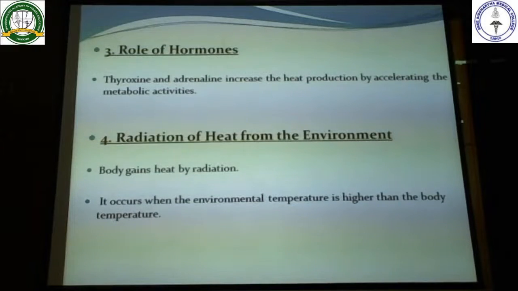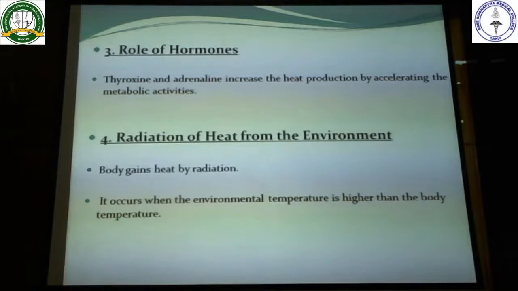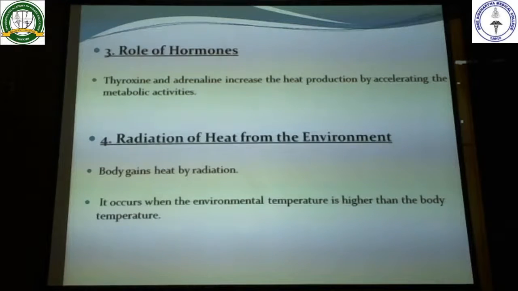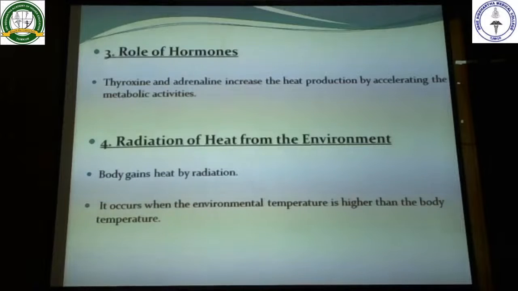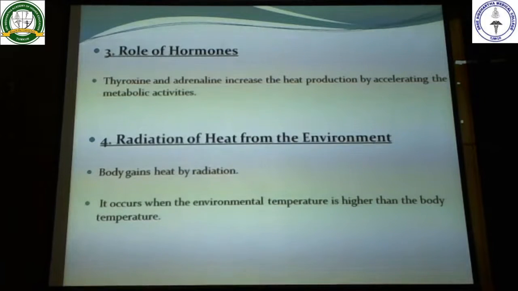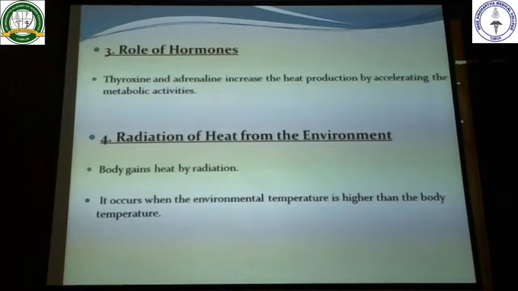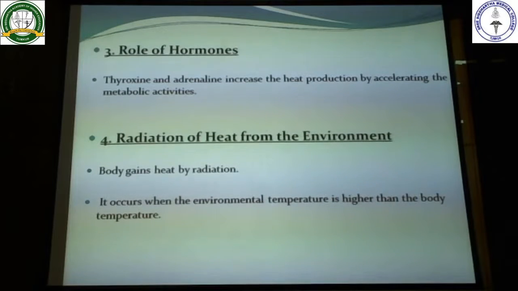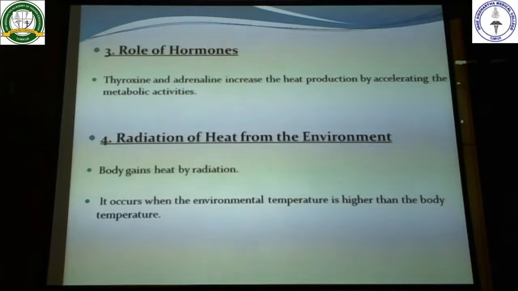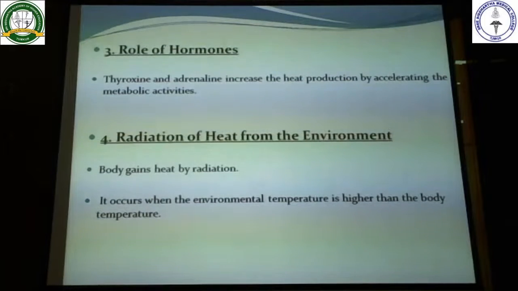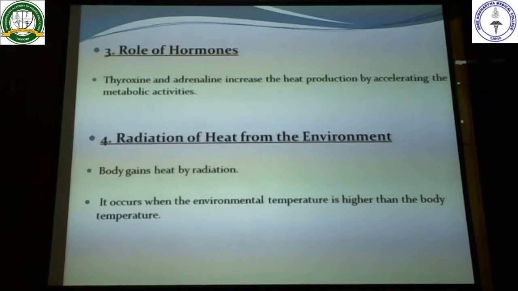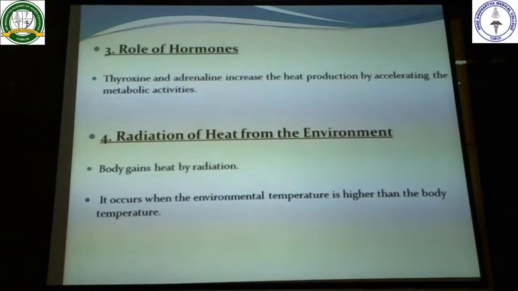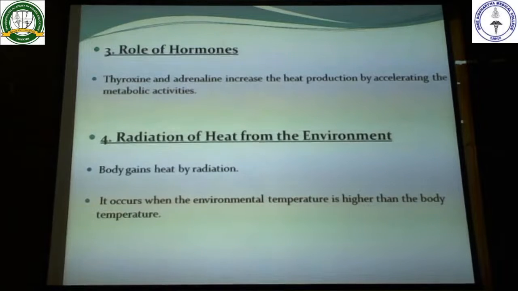Next, the next factor is radiation of heat from the environment, right? So the body is also gaining heat by radiation, right? Whenever there is cold, what do we do? We light a campfire. Very commonly you can see nighttime campfires, people going and sitting in front of them, and keeping our hands in front of the fire. Why? Because we are trying to get that radiated heat, right? So this is one more way how the body gets heat.